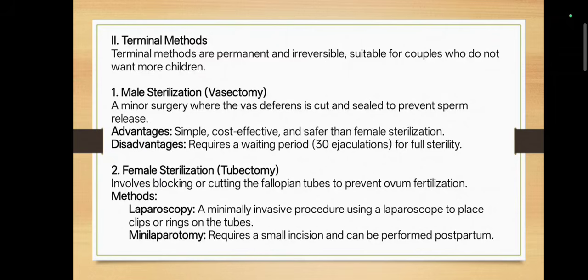Female sterilization or tubectomy involves blocking or cutting the fallopian tubes to prevent fertilization. It can be performed through laparoscopy or mini laparotomy after postpartum. These methods are suitable for couples who have completed their families.